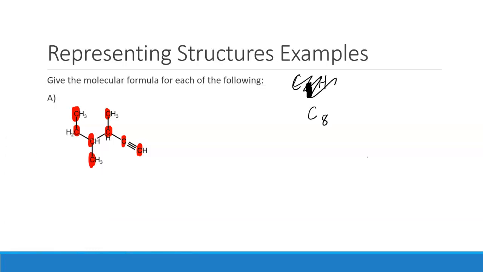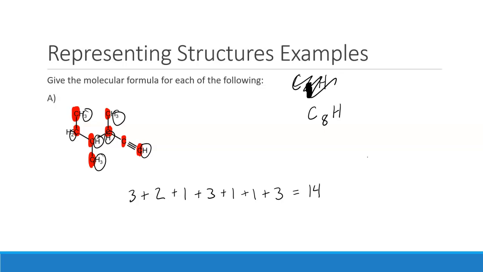So that gives us C8, and then we have to determine the number of hydrogens. And counting those up, you have 3 plus 2 plus 1 plus another 3 plus 1 plus 1 and plus 3. And that should give you a total of 14. So our molecular formula is C8H14.